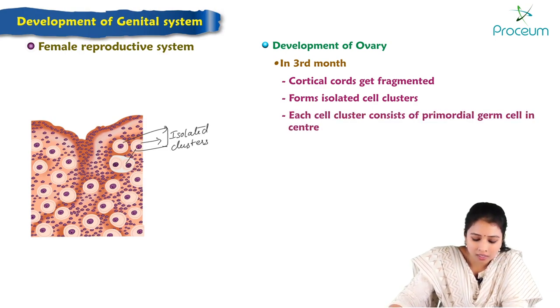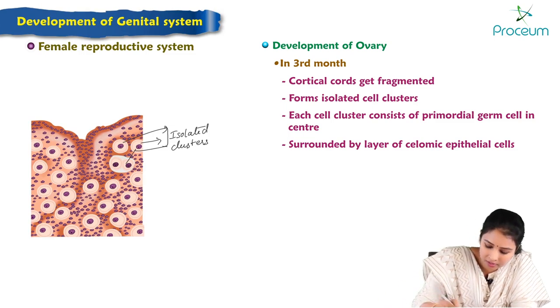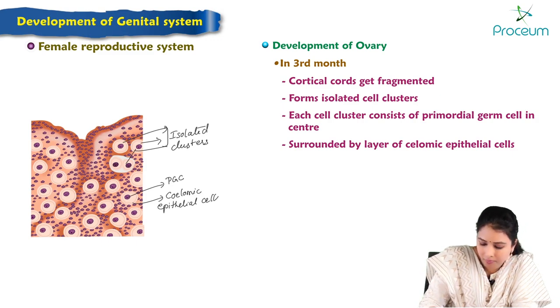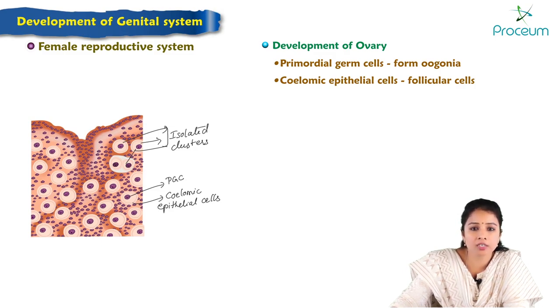And each cluster consists of a primordial germ cell in the center surrounded by a layer of coelomic epithelial cells. So here is one primordial germ cell which is surrounded by a layer of coelomic epithelial cells. So the primordial germ cells form the oogonia and coelomic epithelial cells form the follicular cells. The resulting structure is called a primordial follicle.